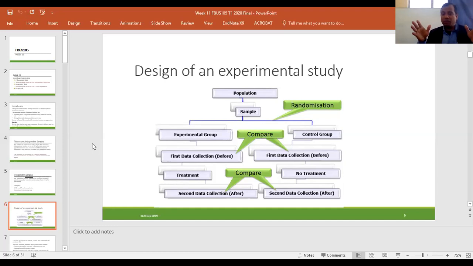Start thinking: if I'm talking about independent groups, do you think the experimental group and the control group are independent groups? Yes, they are independent in the sense that there is no match.